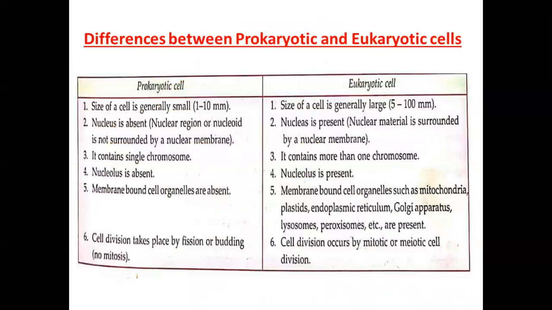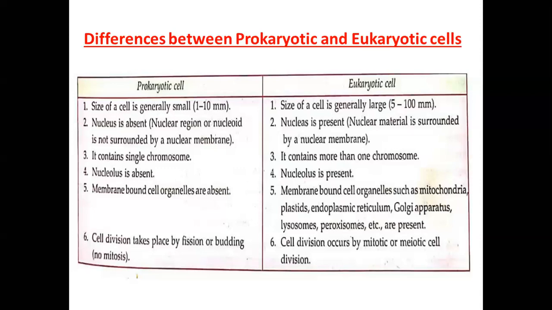Now, what is the difference? Let's see one by one. What is the difference between prokaryotic cell and eukaryotic cell? Size of a cell is generally small in case of prokaryotic. In case of eukaryotic, the size of a cell is generally large. In case of prokaryotic, nucleus is absent. That means the nuclear region or nucleoid is not surrounded by a nuclear membrane. In case of eukaryotes, nucleus is present, nuclear material is surrounded by nuclear membrane.